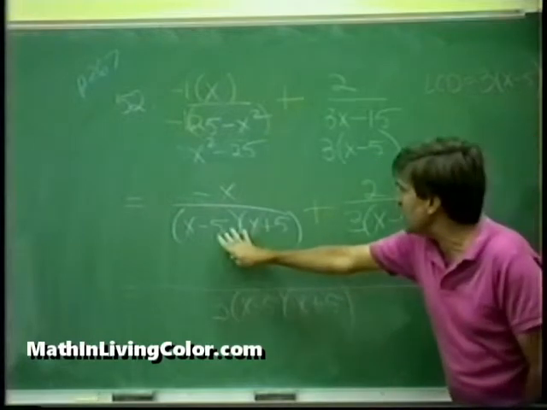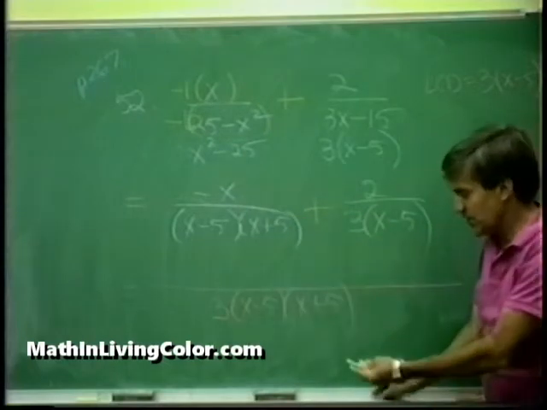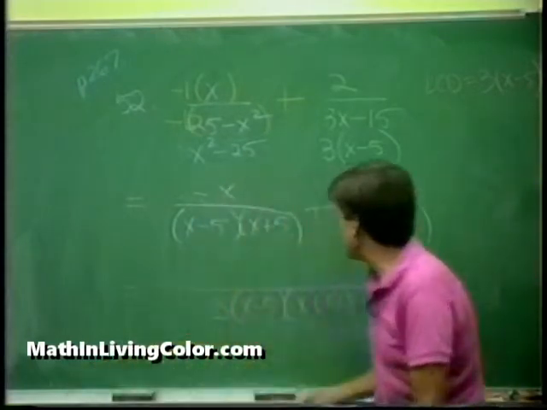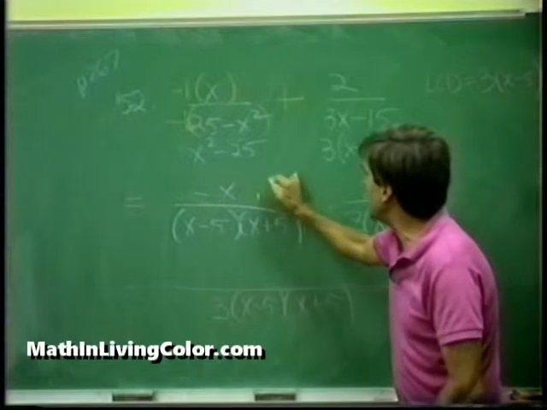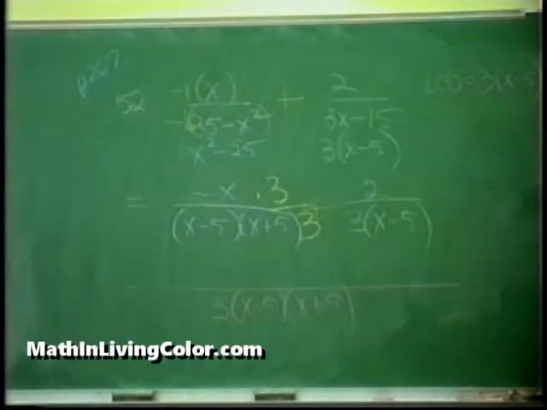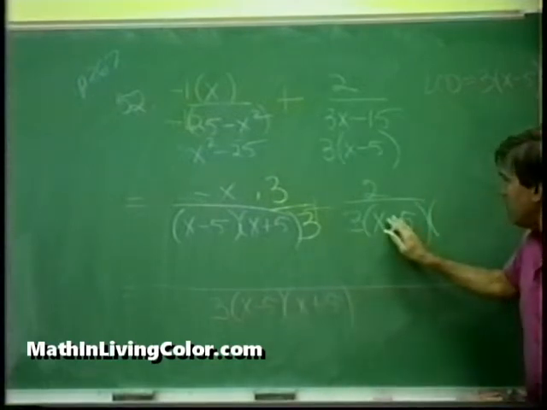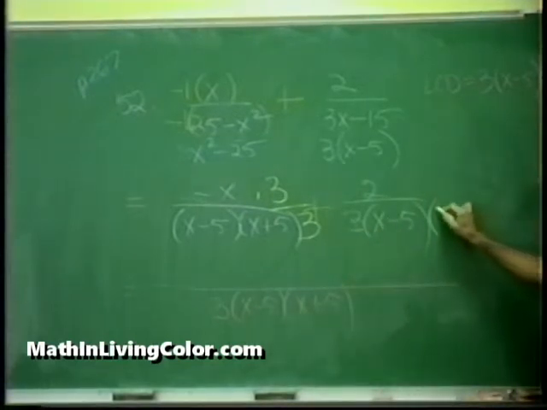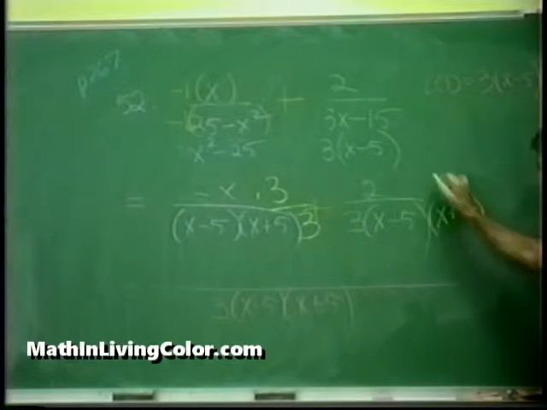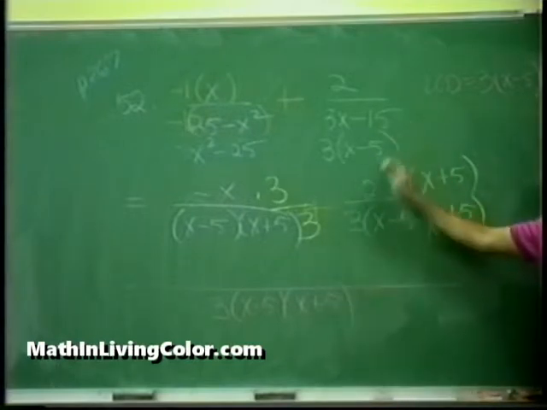So compare this denominator to the common denominator. Can you see something's missing there? What is it that's missing? The 3. So what I'm going to have to do is multiply times 3 over 3. Okay? What about the second one? Is something missing in the second fraction? What would it be? We got the 3, we got the x minus 5. What's missing is the x plus 5. So I'm going to multiply numerator and denominator both by x plus 5. Now you finish step 2, which is play what's missing.